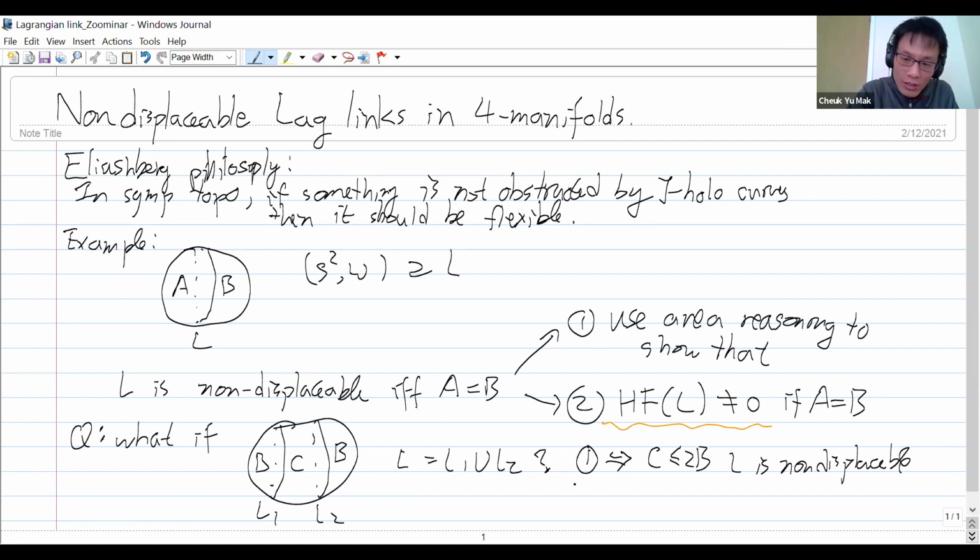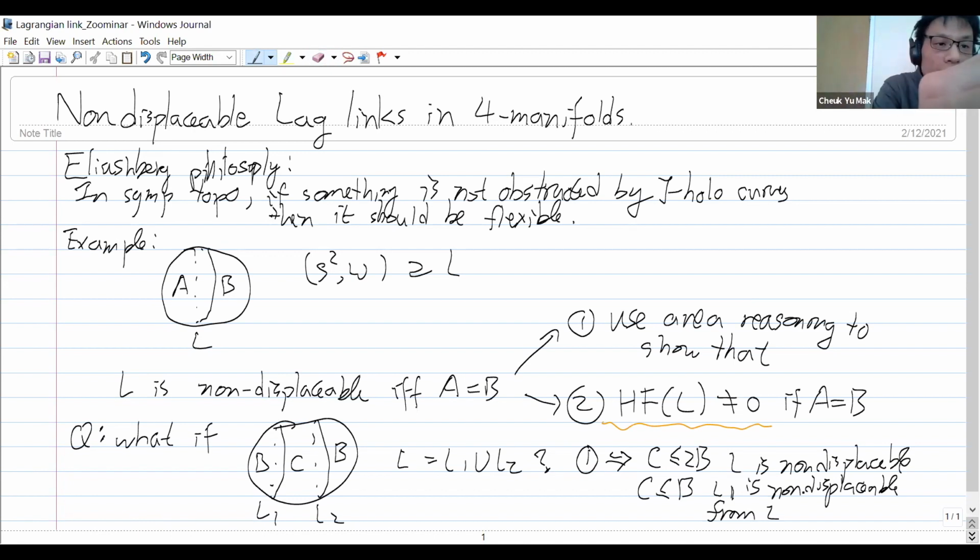And even more, if C is less than B, any connected component is non-displaceable from the union, non-displaceable from L. So the question I want to ask in this talk is whether we can prove it using J-holomorphic curves.